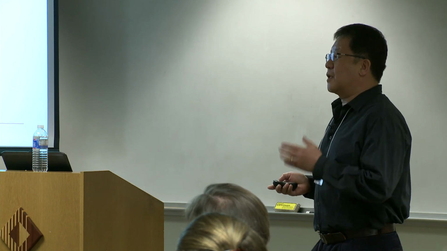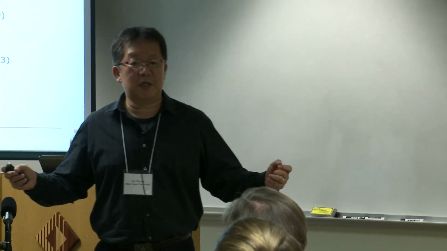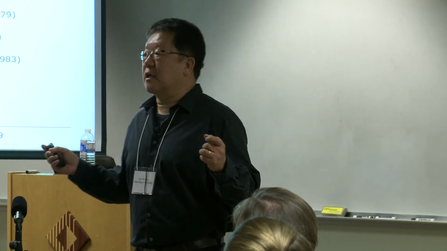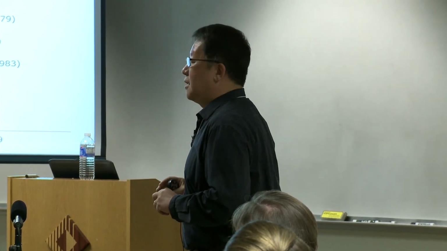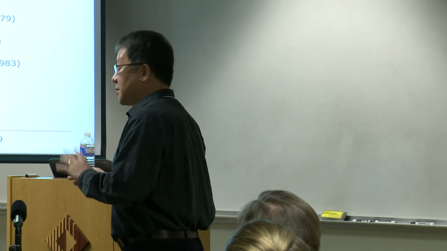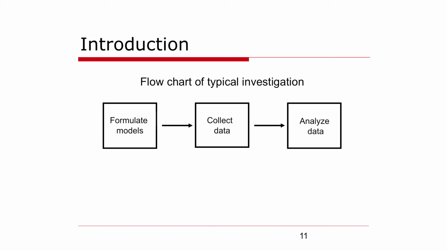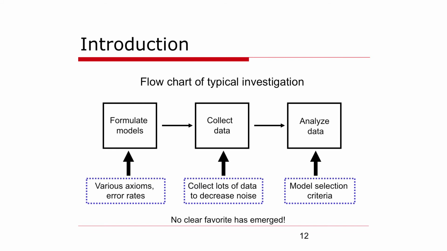Suppose you want to design an experiment that could decisively distinguish between these different models or theories. Suppose that's the goal of your experiment. There are so many of those. The typical way you would do this experiment is this flow chart: you formulate your models, collect the data, and analyze the data.